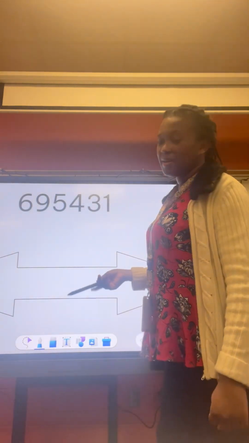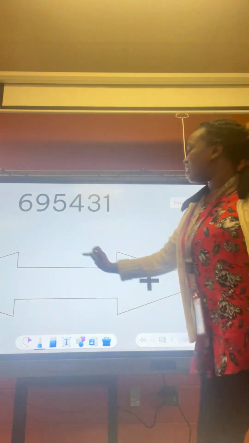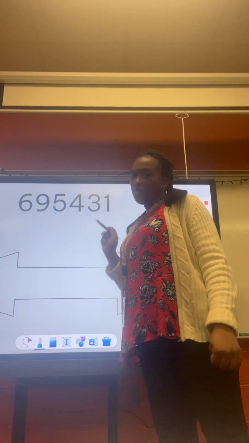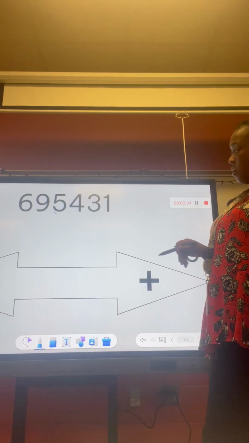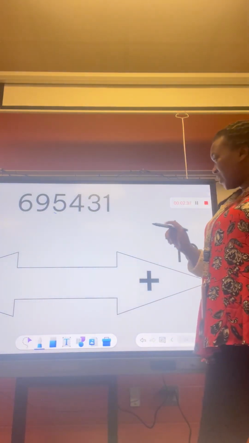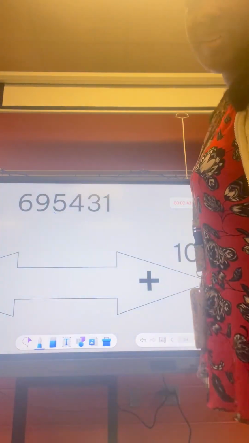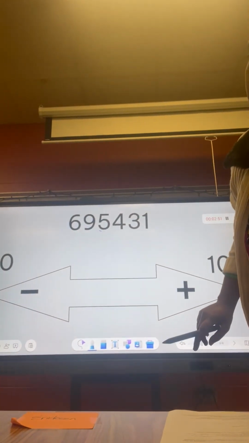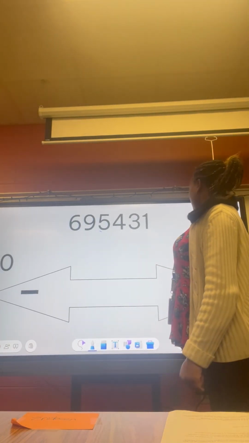Can anybody tell me, out of these 6 numbers, which are 6, 9, 5, 4, 3, and 1, which one do you think is the biggest number? And when we're talking about biggest numbers, we're using whole numbers. So we're going from 10 to 0. So the biggest number would be 9.